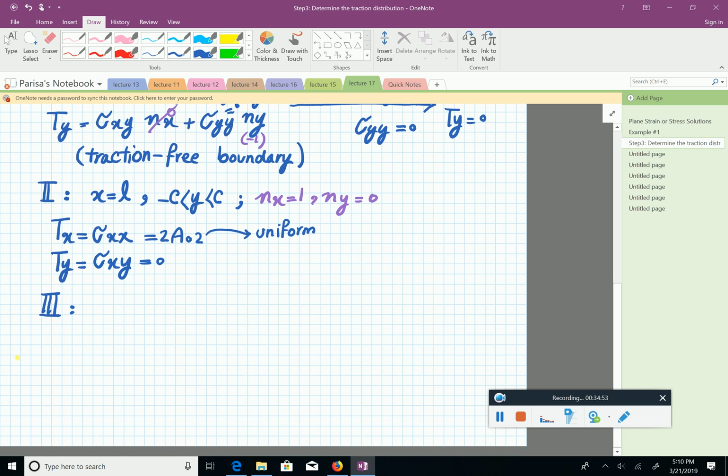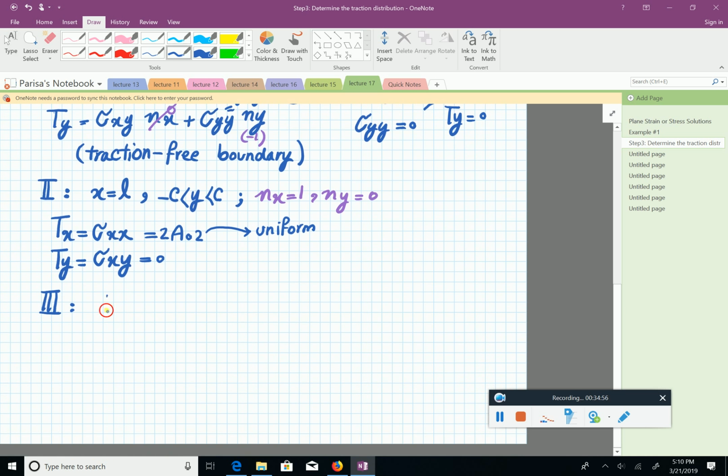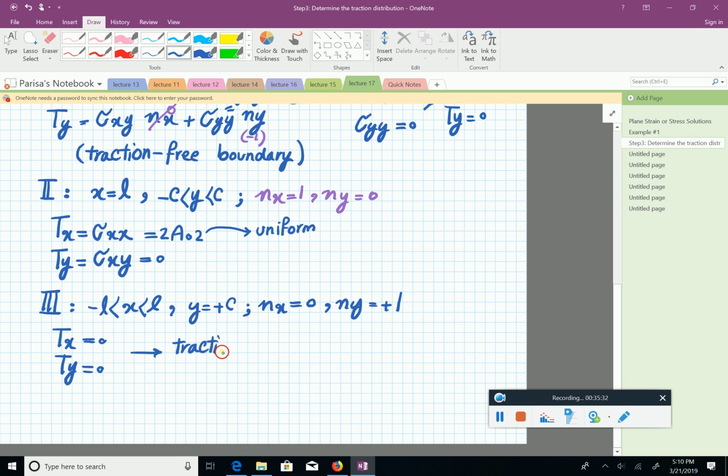So boundary 3 is also traction free. Maybe I write it down again for the sake of completeness. Your job is now to check that I'm not making any mistake because I'm just writing things. They are both equal to 0. So we have traction free again.